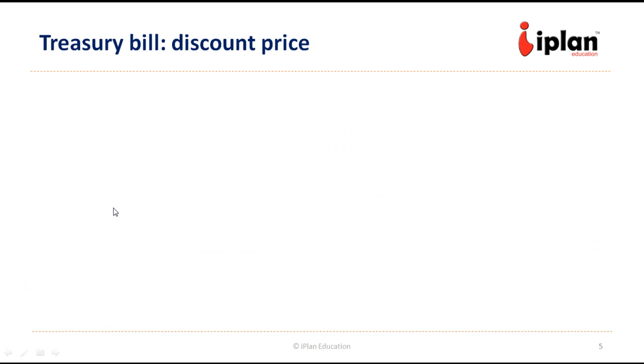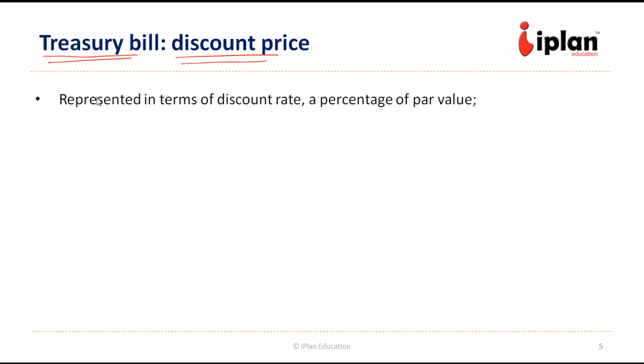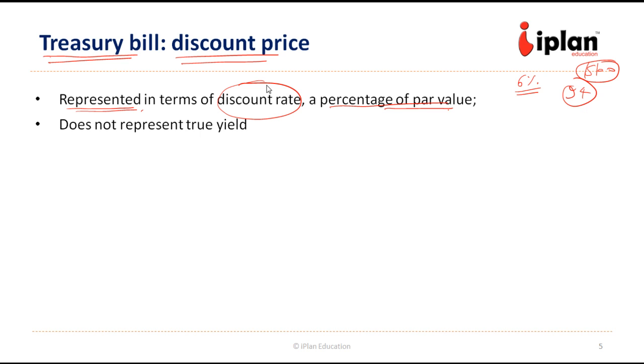Now let us move to the next concept, the price convention for a treasury bill. Let us see how do we describe it in terms of discount price. As we know that treasury bills are represented in terms of discount rate, not just the price, which is a percentage of par value. Suppose it has 1 year to expiry and the discount rate is 6%, then it will be traded at 94, assuming that $100 is the par value. So it will be described as we see that it does not represent the true yield.